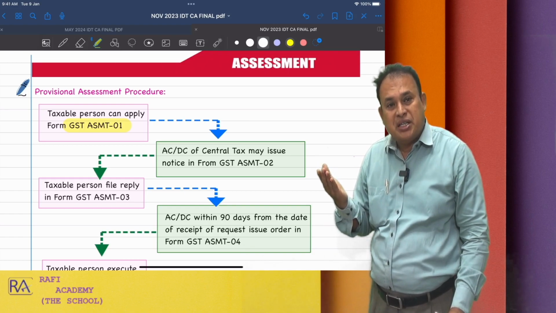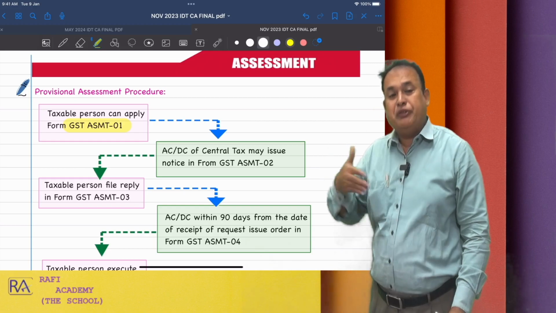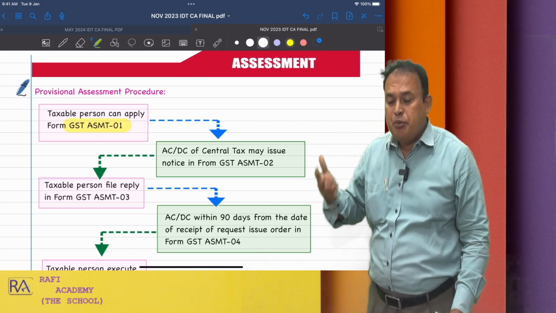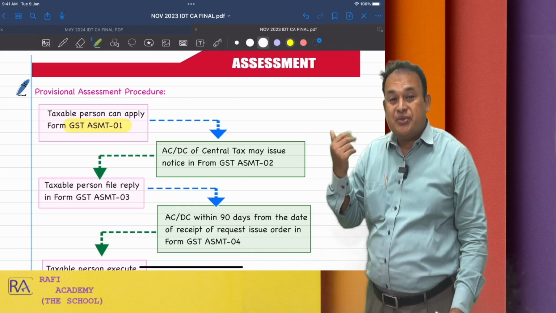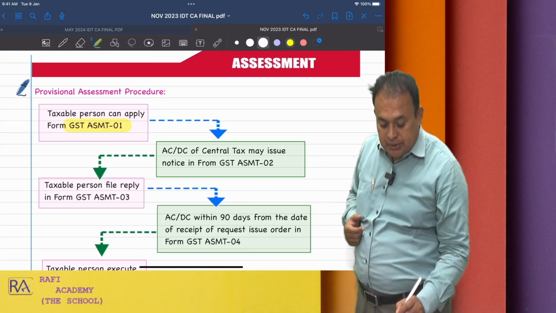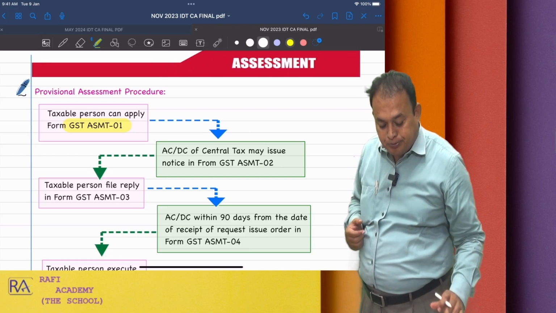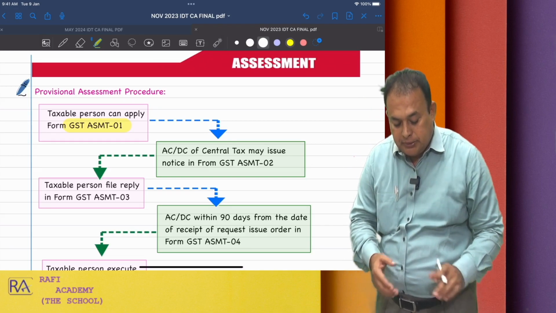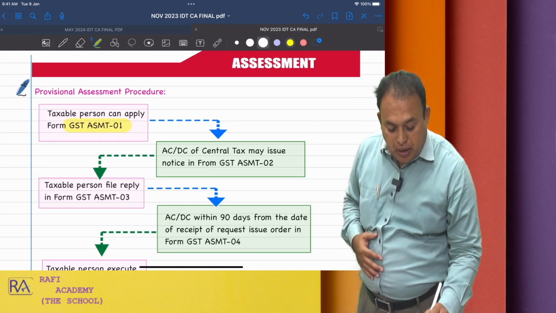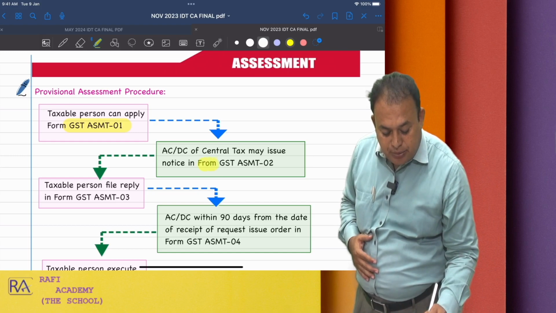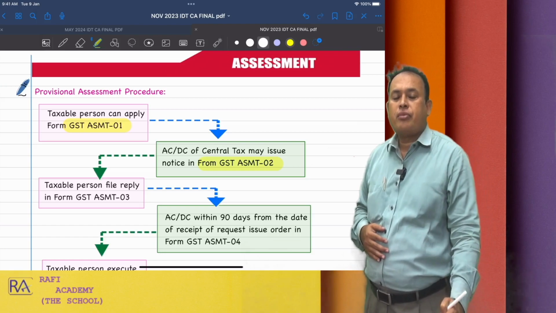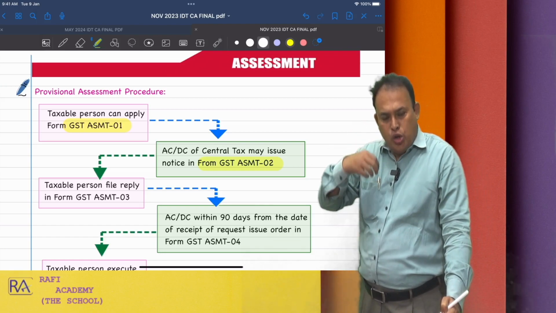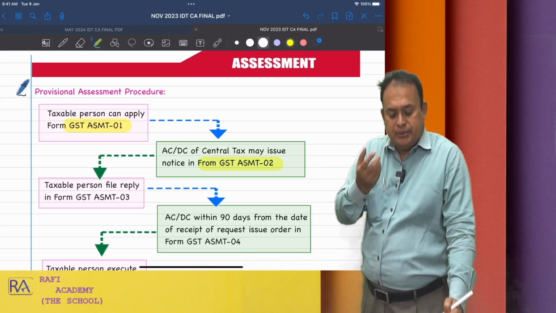Please give clarification. Like that, the assistant commissioner or deputy commissioner, before granting the PA, that is, provisional assessment, may ask for clarification, which is form GST ASMT 02. To that, you have to reply to the department.